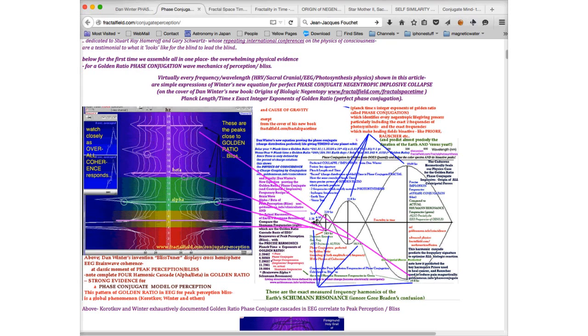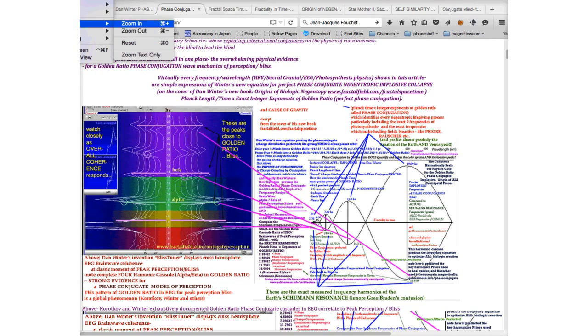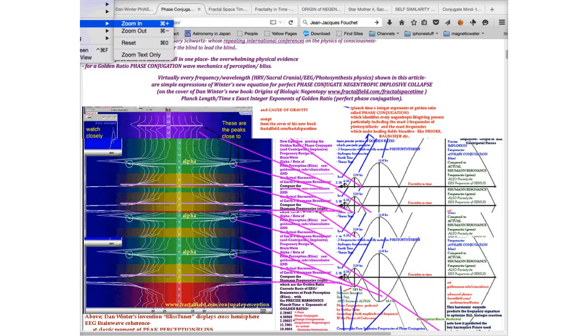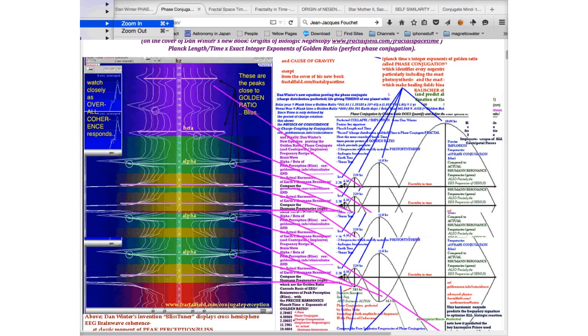So here's the article, fractalfield.com/conjugate perception. And the article starts with this picture. Let me zoom in just a little bit here. Okay, make it a little bit bigger. There you go. You're not going to be able to read the numbers, but that doesn't matter at this moment.